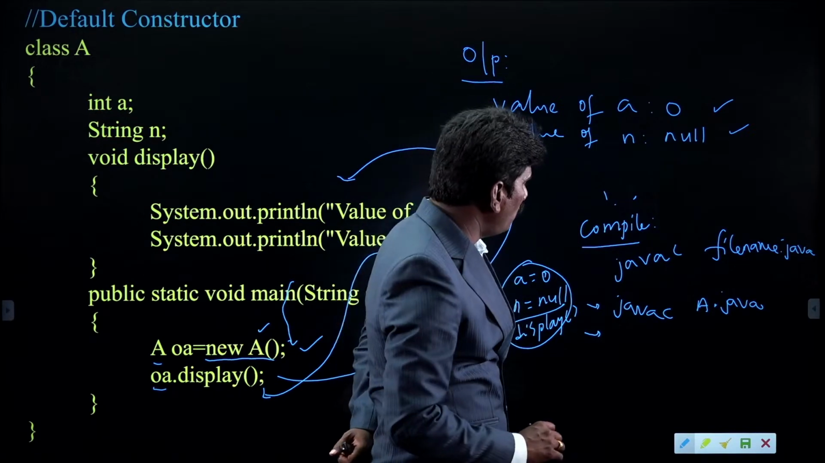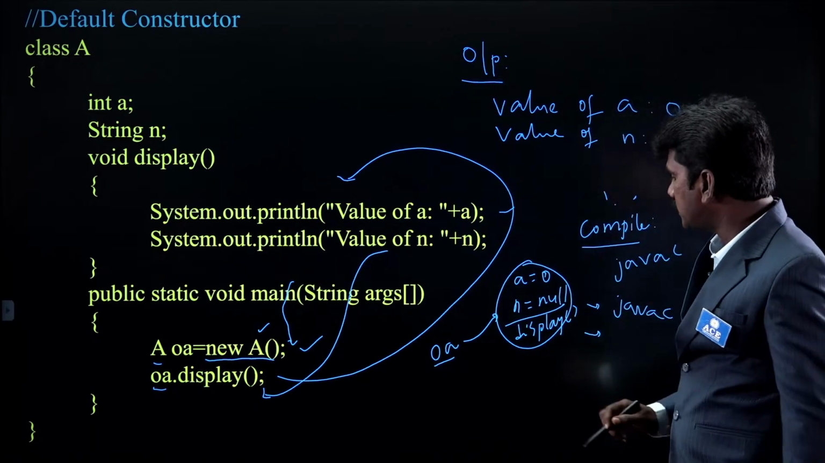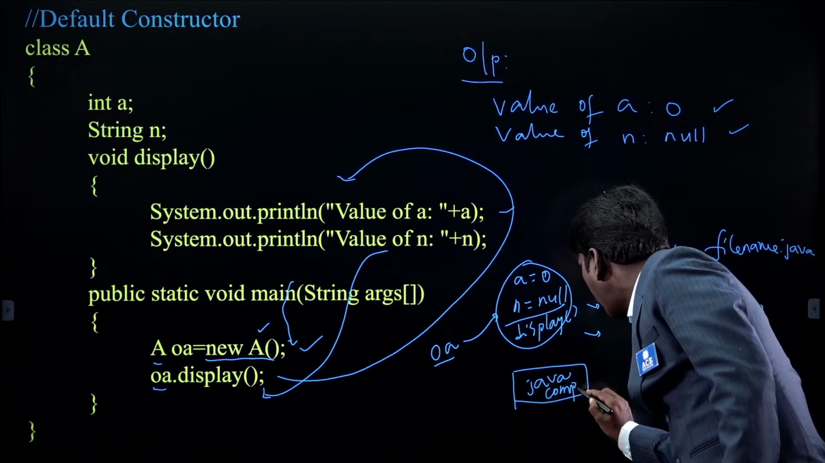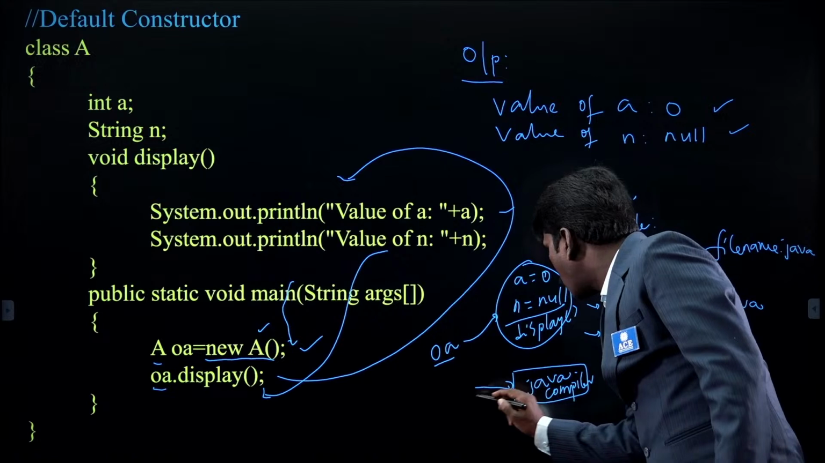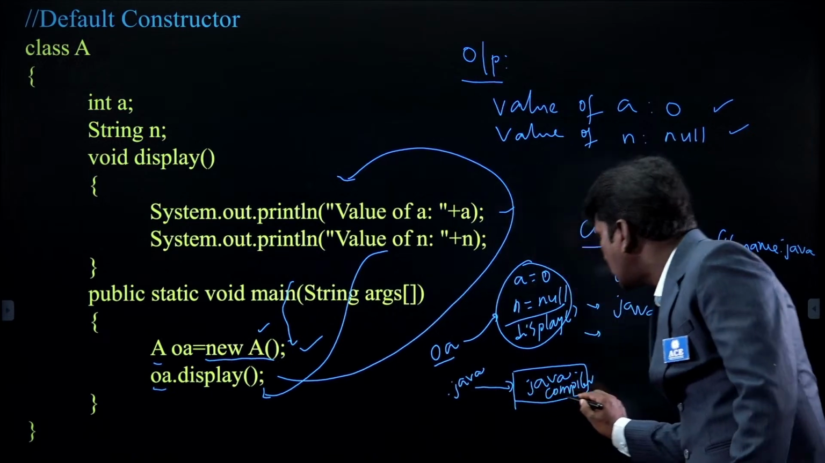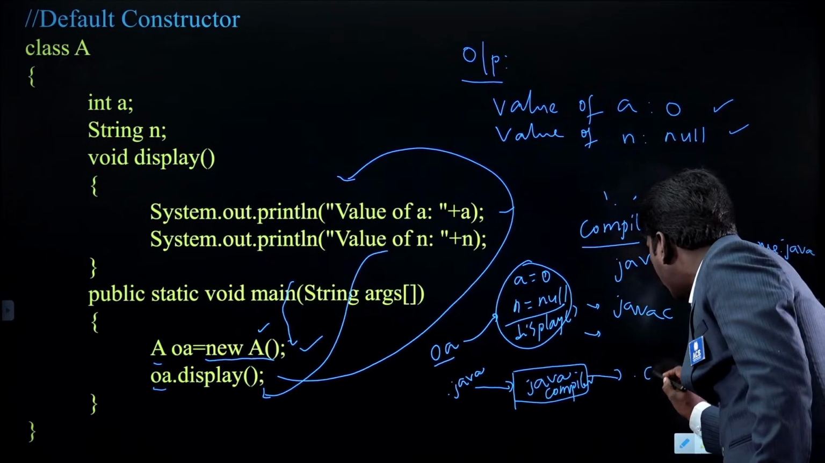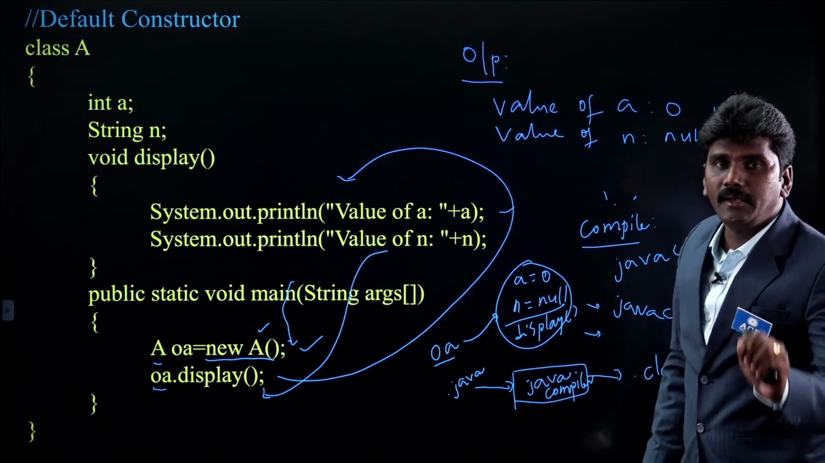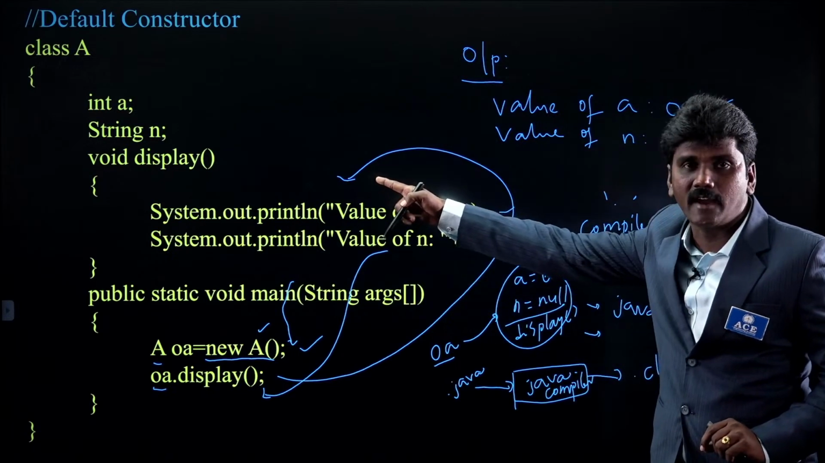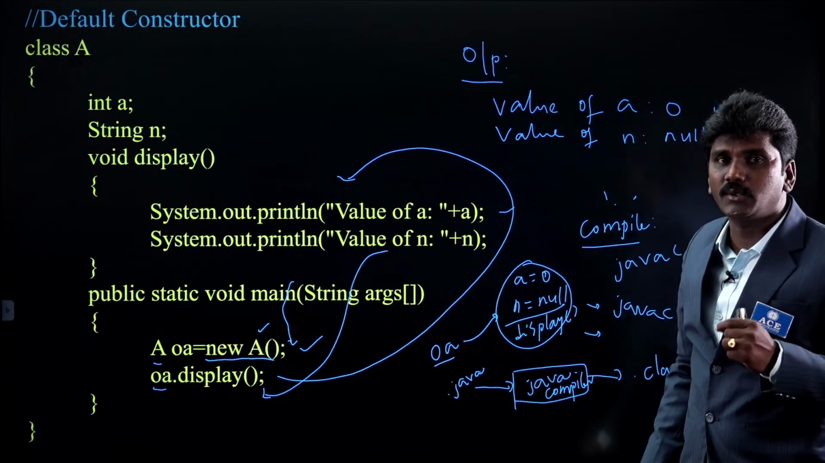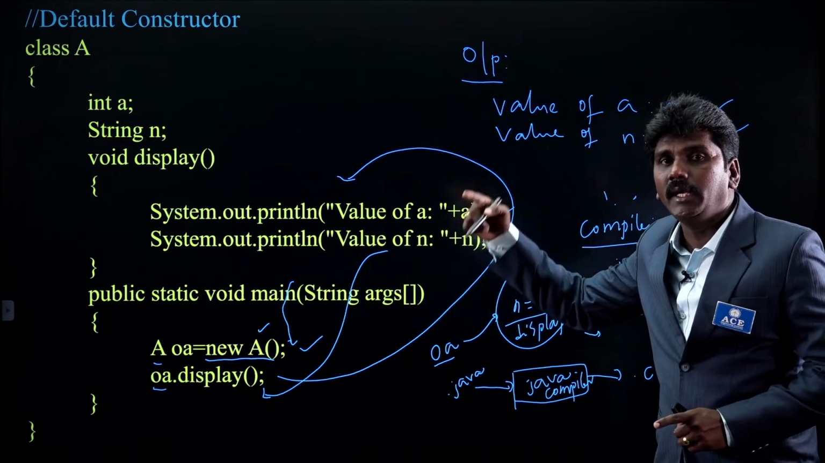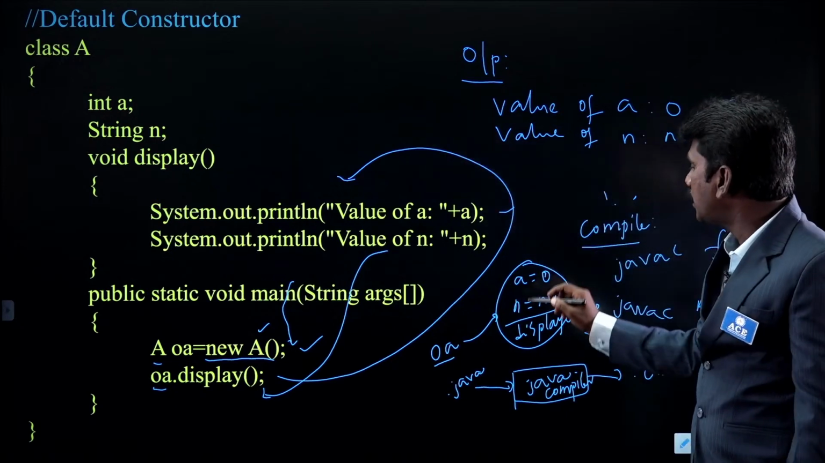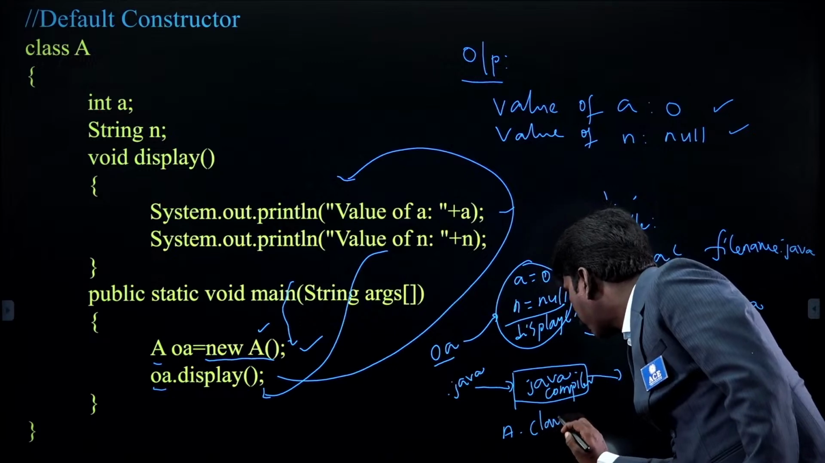javac is the command to compile the Java program, and the compiler will compile it. One source code, a .java file, will be given to the Java compiler, and then the Java compiler will provide the .class file. In this program we have one class, class A, so a.class. If there is no error, it is going to create the .class file, also called the bytecode.